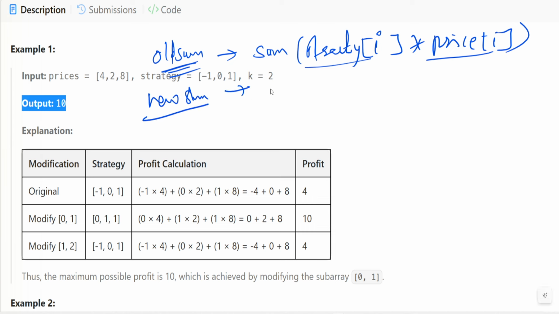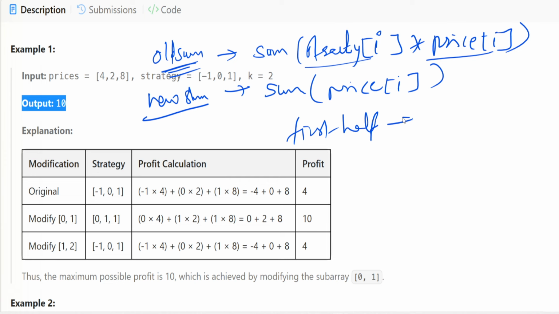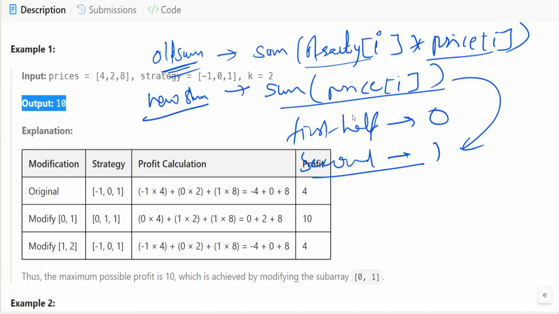We have the new sum where we just do the sum of prices at i for all the second half of the window, because the first half we are setting as 0, and the second half we are setting as 1. So for the second half we are setting 1, so we'll do the sum of them for the second half. Can we say that we'll find the second half sum, meaning where the value is 1, because we are selling at that point, right?